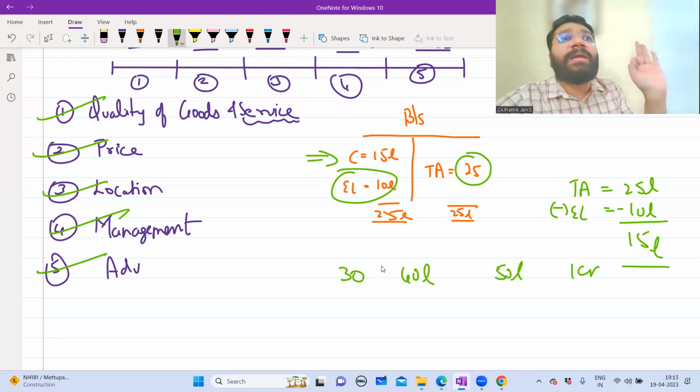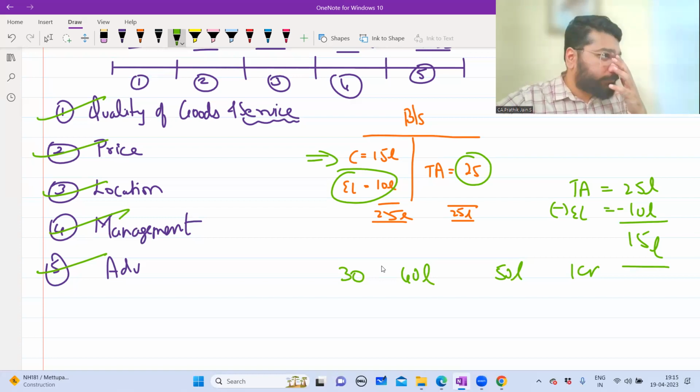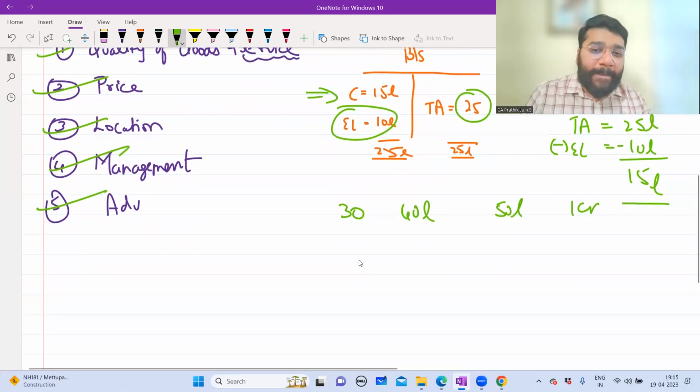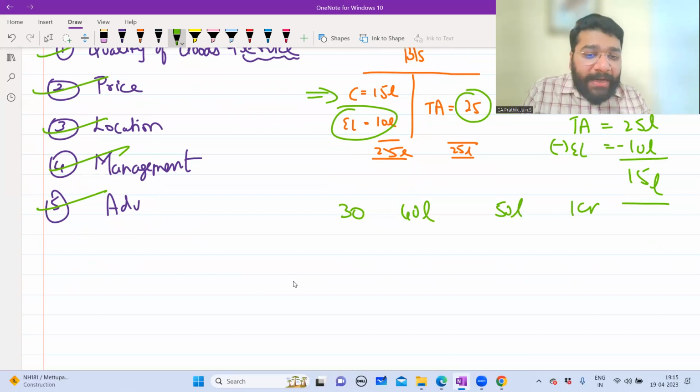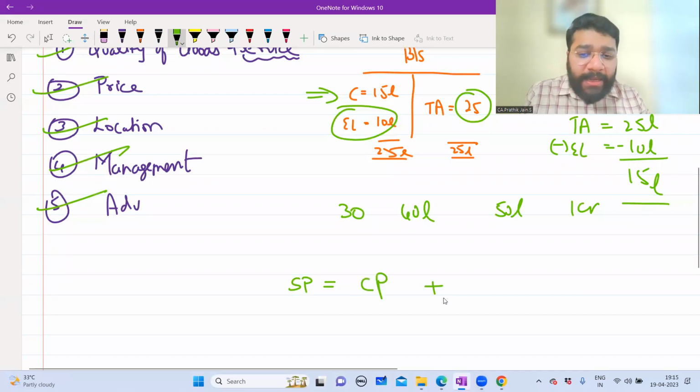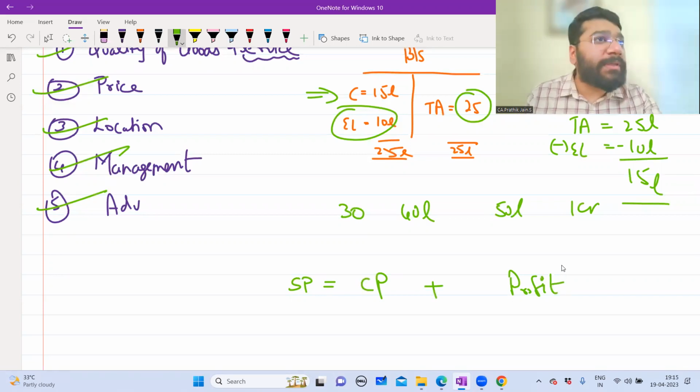Now, this is where the real problem comes in. How do you determine how much money we should take from Annapurna? So in this topic, we are going to learn how to calculate this value. Now listen to me very carefully. Before that, all of you know this statement: selling price is equal to cost price plus profit. This equation all of you know? All of you familiar with this?